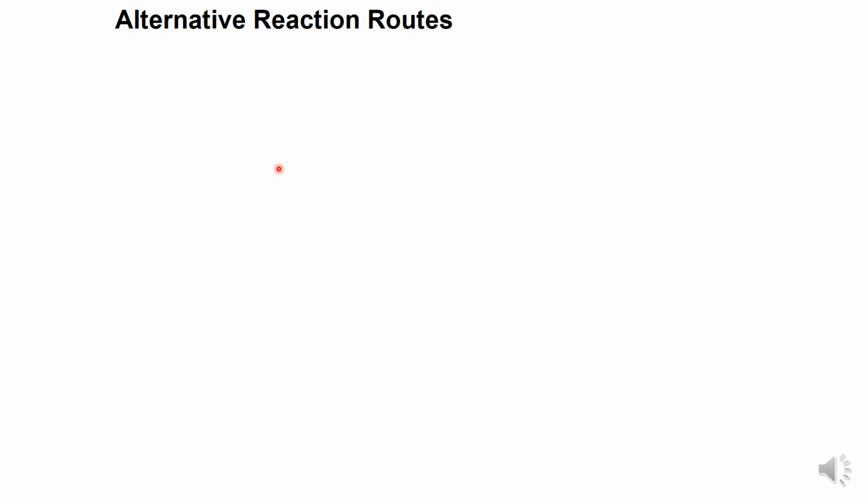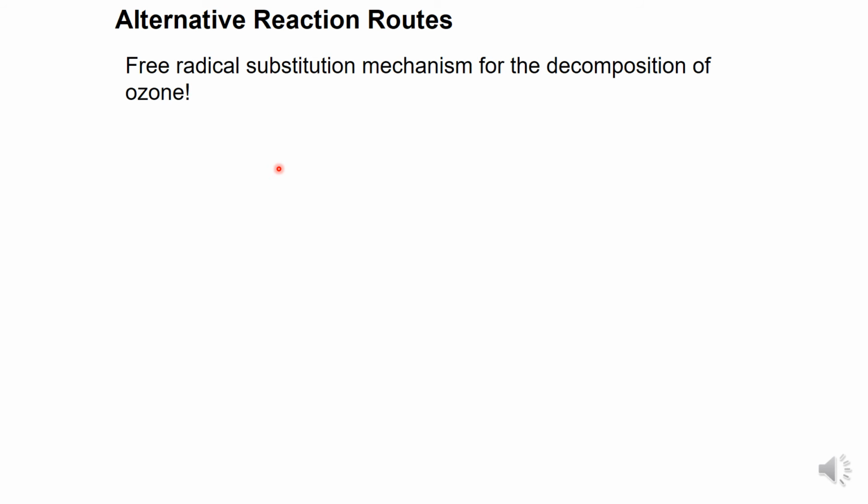So the alternative reaction route example I was thinking of is the free radical substitution mechanism for the decomposition of ozone. This is something that you have already looked at, in halogenoalkanes. And it is all about chlorine radicals, which we can just see here, Cl dot.